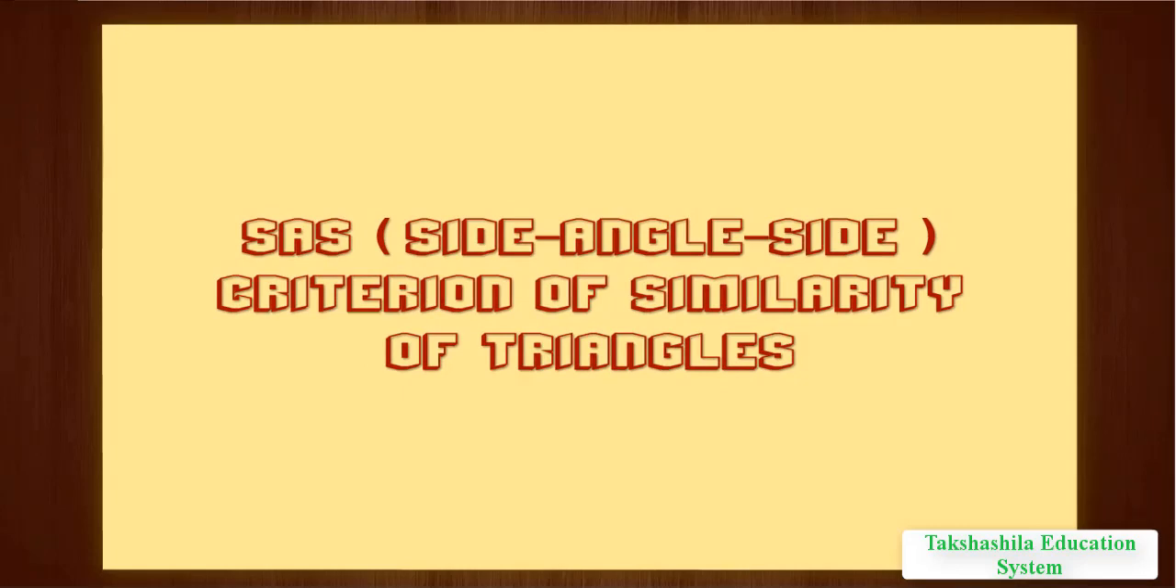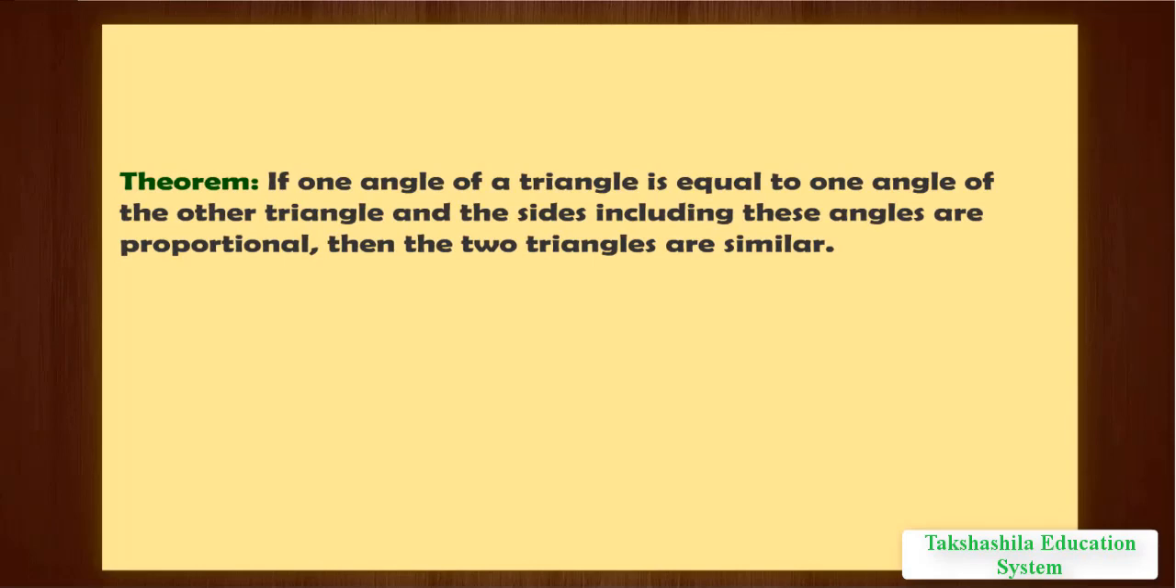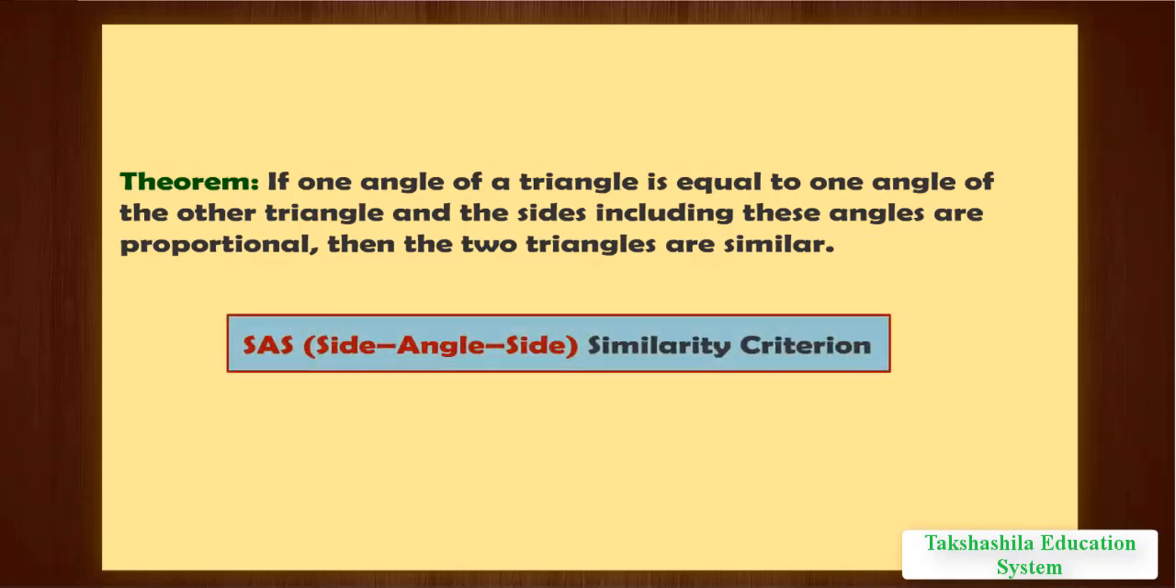SAS, side angle side criterion of similarity of triangles. In this module, we will learn about the SAS, side angle side criterion of similarity of triangles. The theorem states that if one angle of a triangle is equal to one angle of the other triangle and the sides including these angles are proportional, then the two triangles are similar. This criterion is referred to as the SAS, side angle side similarity criterion for two triangles.